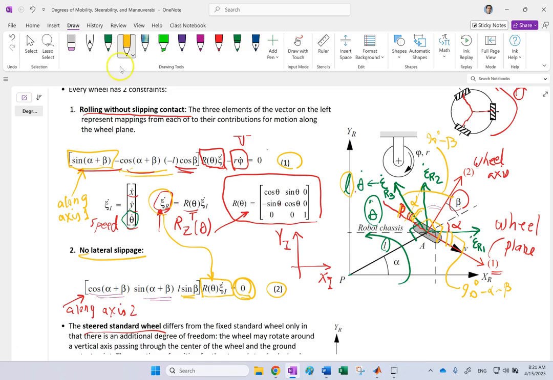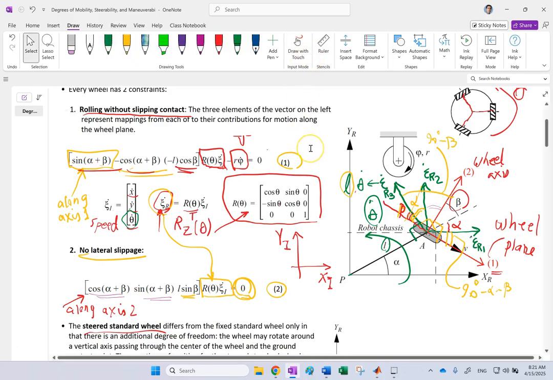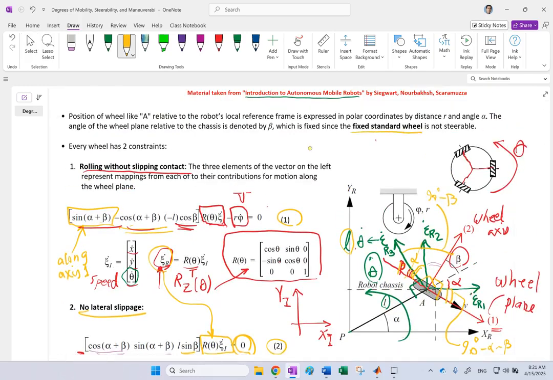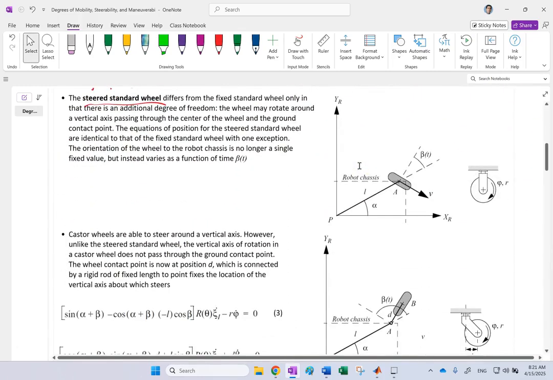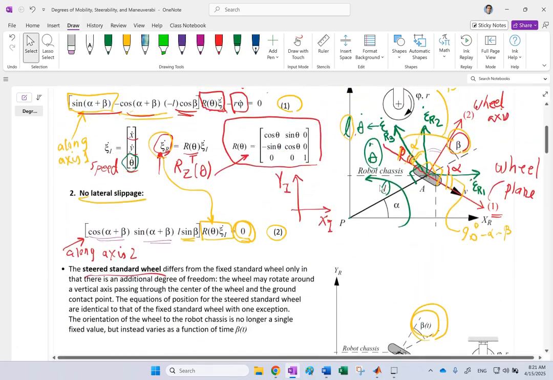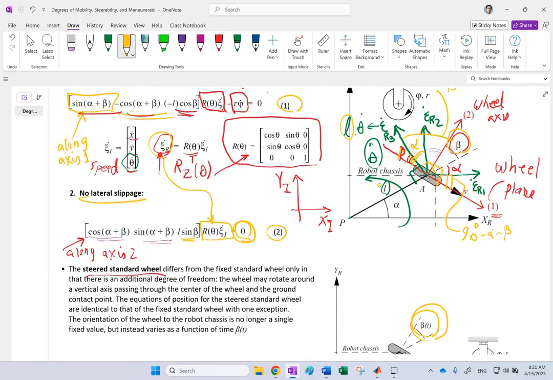Okay, now, so that was for a fixed standard wheel where the angle of the wheel cannot change, and that is this beta angle. That beta angle cannot change. Now, if it is a steerable one, then the only difference is beta now can change. So equations 1 and 2 are still going to be valid, except the beta that you have here is going to be beta of time instead of a constant beta.